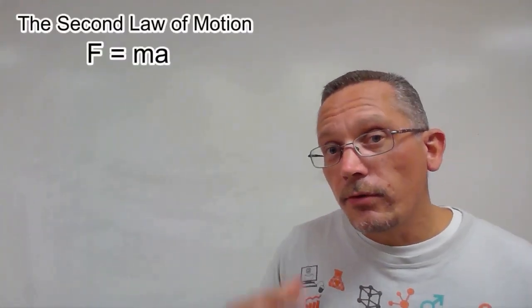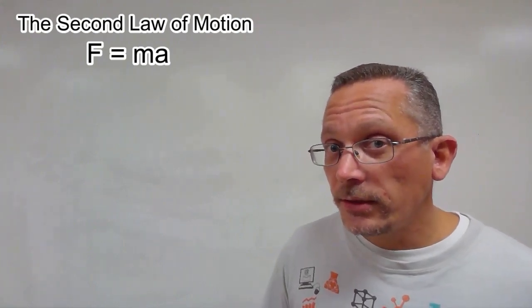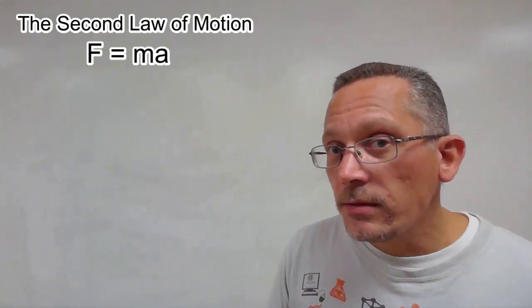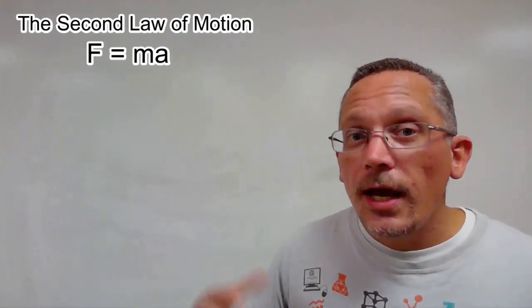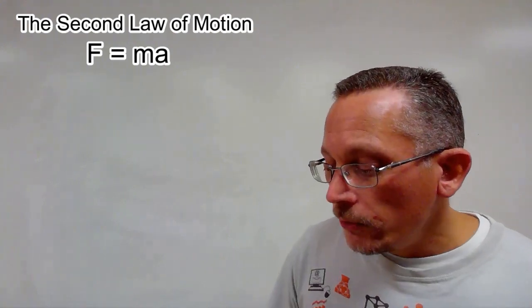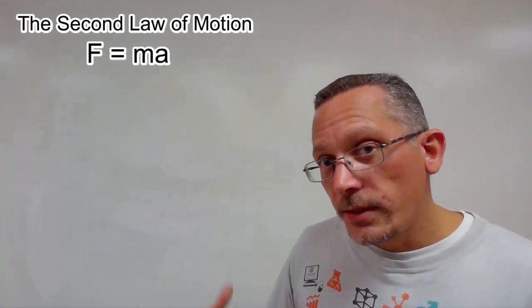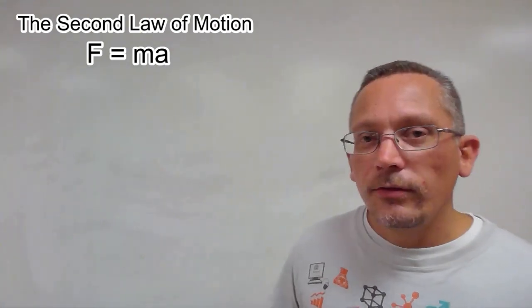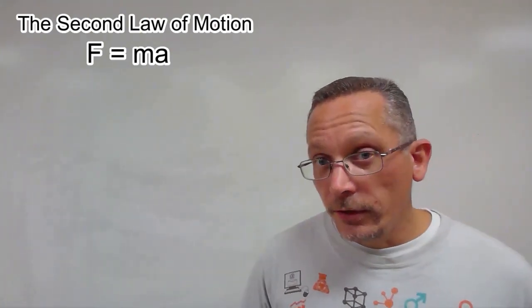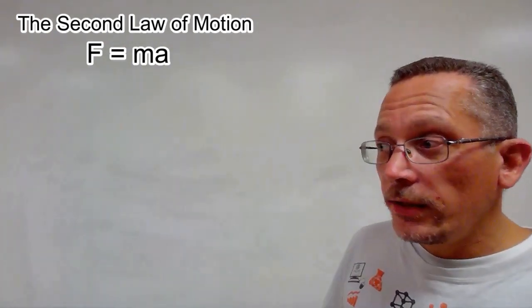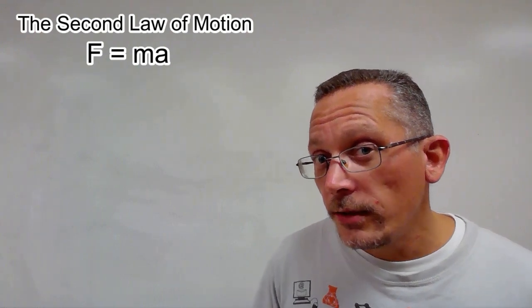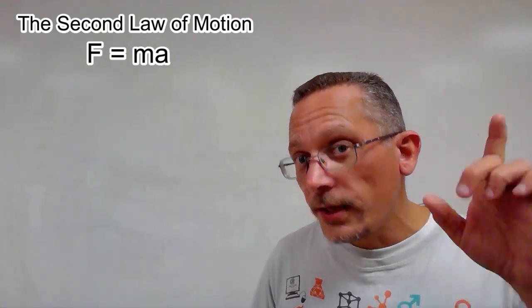The second law of motion is a fairly simple equation, right? The second law of motion says that the sum of the forces acting on an object is equal to that object's mass times its acceleration. And the acceleration will be in the same direction as the sum of the forces. So force equals mass times acceleration. And keep in mind units here, right? Mass is measured in kilograms, acceleration in meters per second squared. So you've got kilograms times meters per second squared, which is kilogram meter per second squared.